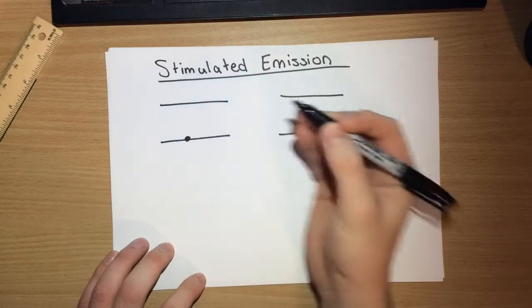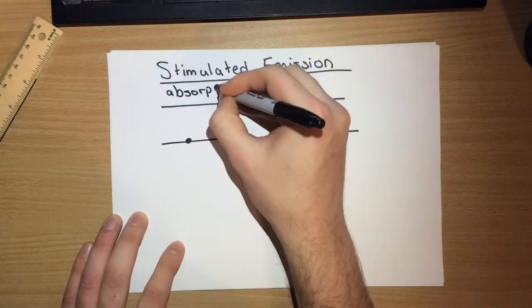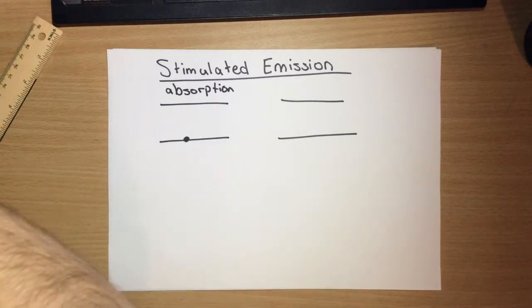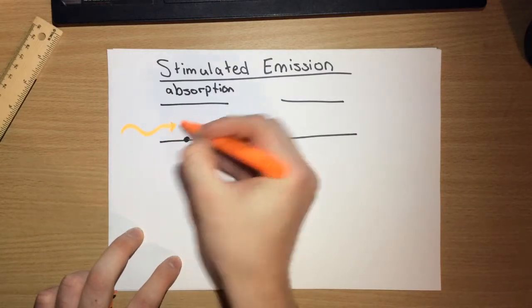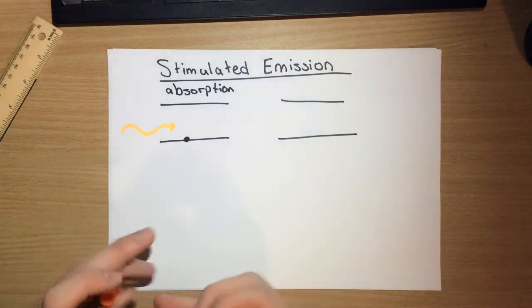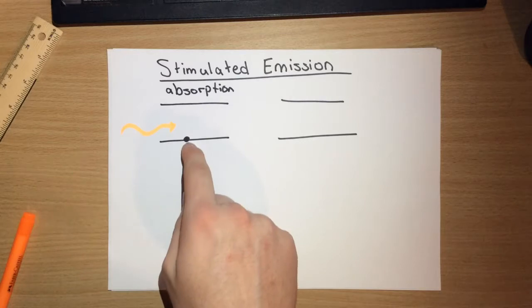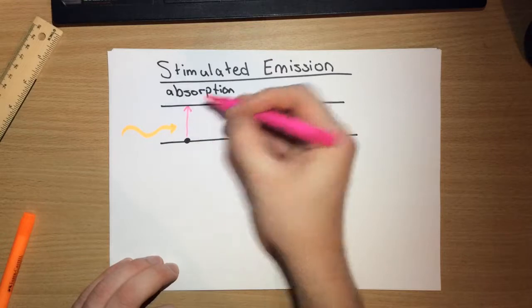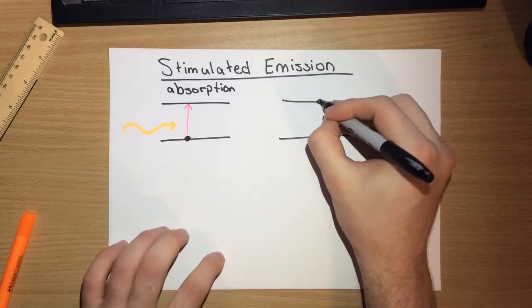Okay, so the first thing we're going to look at is absorption. So we saw last video that when a photon comes in that corresponds to the energy of this level here, our photon is absorbed and it will kick our electron that's in the lower state up into the higher energy band.